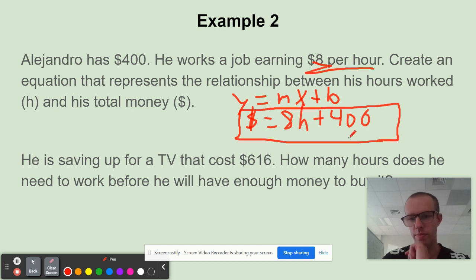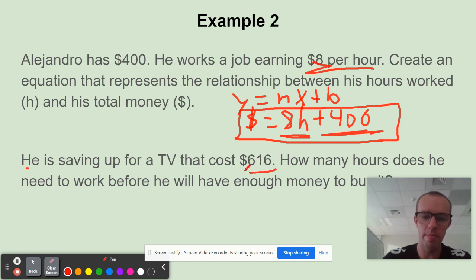He has 400 to start. He gets $8 per hour, right? So this equation is telling the same story as this actual story, just in number format. And in a way we can use it, because now we have this question. He is saving up for a TV that costs $616. How many hours does he need to work before he'll have enough money to buy it?